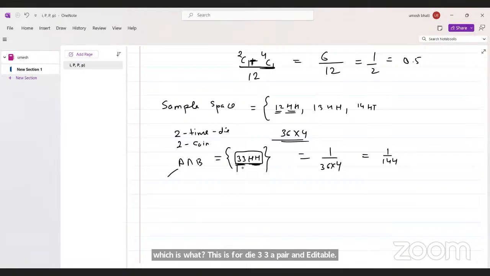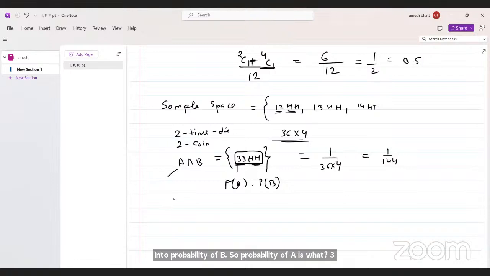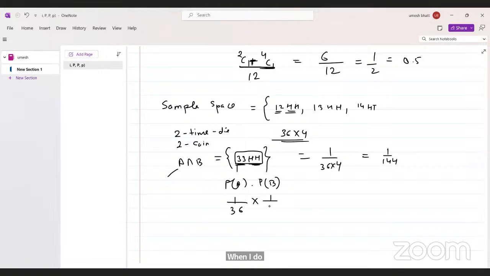Since tossing a coin and rolling a die are both independent events, you can also do this by probability of A into probability of B. So what is the probability of A, that 3 3 appears in 2 rolls? It is 1 by 36. And the probability that heads appear in 2 tosses is 1 by 4. So the answer is the same.